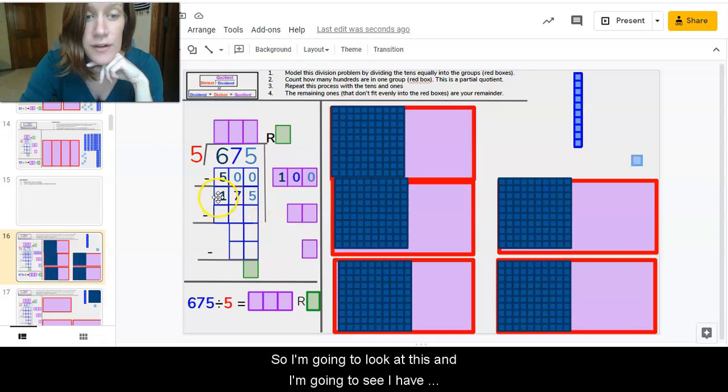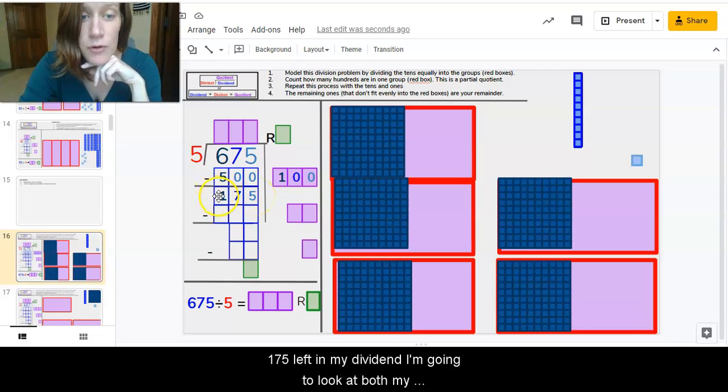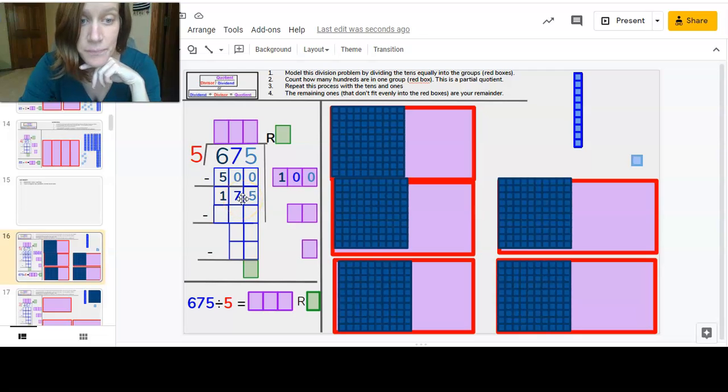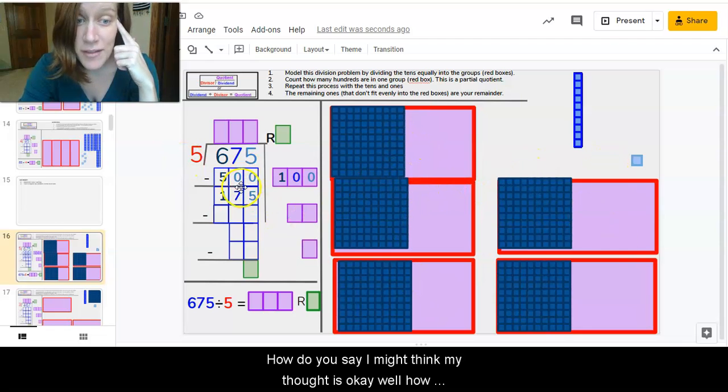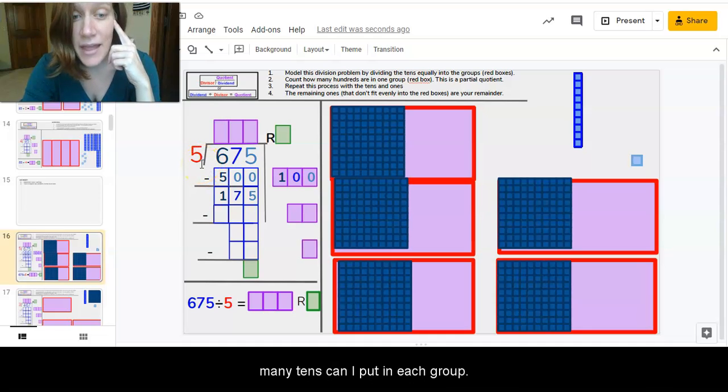I'm going to look at this and see I have 175 left in my dividend. I'm going to look at both my hundreds and my tens, and I'm going to read this as 17 tens. If I read this number, it ends in the tens place. 170 is the same as 17 tens. So I'm going to think to myself, okay, that means 17 tens is more than 5 tens, so I can split between tens.